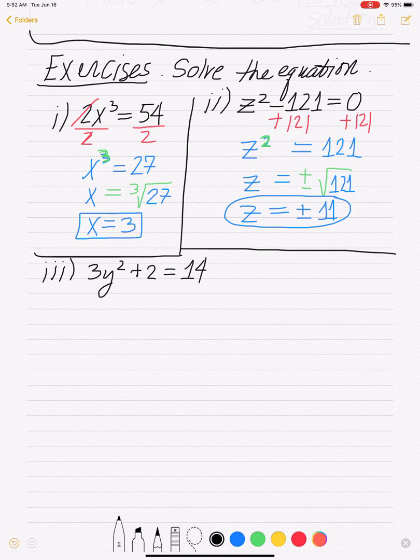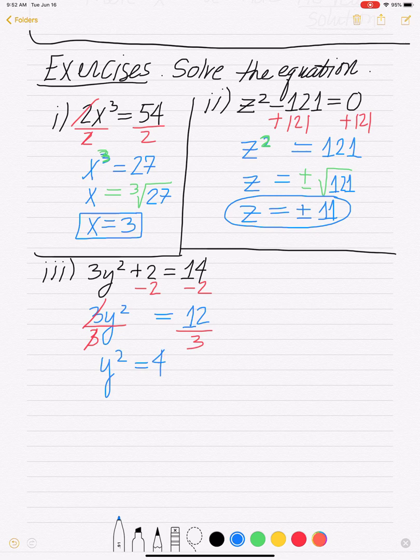So first we're going to undo the addition by subtracting 2 from both sides. So we're going to have 3y squared, 2 and negative 2 cancel on the left. On the right, 14 minus 2 is 12. And then we got to get rid of that multiplication by 3 on the front of y squared. So we're going to divide both sides by 3. 3's will cancel here, and we'll get y squared by itself on the left. Equals, what's 12 divided by 3? It's 4, right? 4.